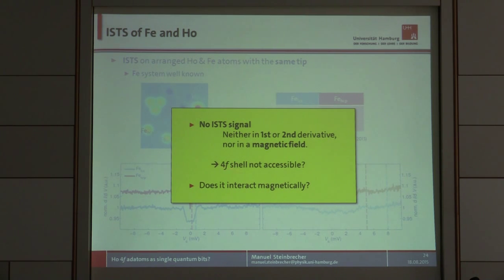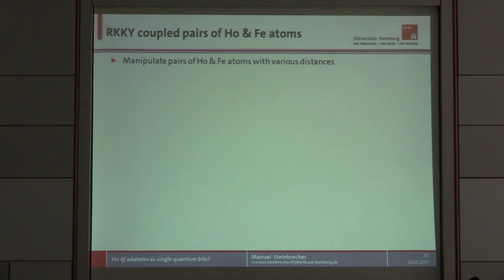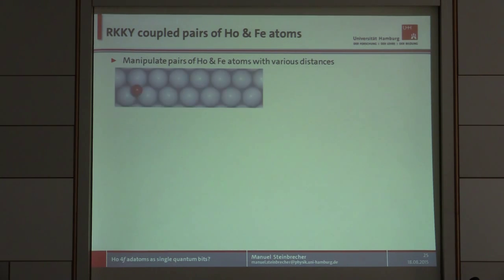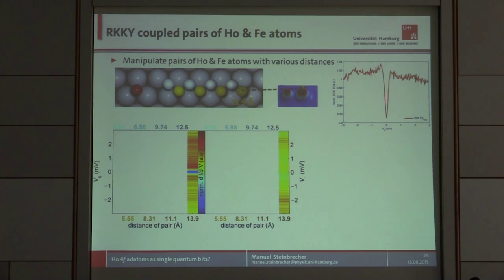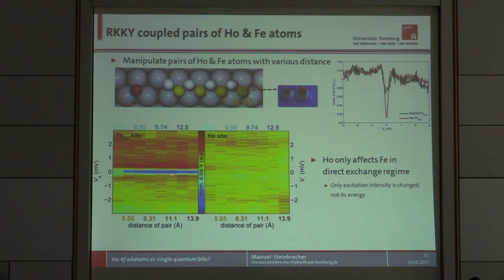But the question is still if it does interact magnetically. For this, we actually did the same measurements as with the Kondo resonance. We manipulate holmium and iron atoms at various distances. The closest proximity is here 4.24 angstrom, and we measure all the different distances for the iron atom and holmium atoms. For the largest separation of roughly 14 angstrom, we find an unperturbed spin excitation, which is represented in this color plot, and on the holmium atom we cannot find any feature. When we do the measurements for all the pairs, we see that there is no change in the iron excitation at all. It's always at the same energy. Only for maybe the closest distance pair, we find that the intensity drops in the direct exchange regime, but the energy of the excitation is still the same.